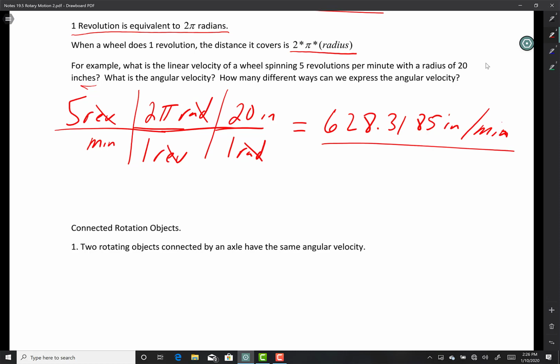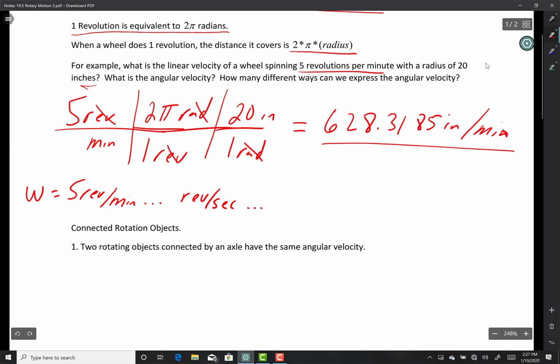That's my linear velocity. And then it proceeds to ask me, what is the angular velocity? How many different ways can we express the angular velocity? Angular velocity is just a measure of rotation. So the first one I see is this one. So I'm going to say 5 revs per minute. That's not the only way you can say it. I'm not going to put the number, guys, because then I have to calculate it all the time. You can say it in revolutions per second. You can say it in revolutions per hour. If you want, you can say revolutions per day, but that sounds kind of funny. Why would you do that? You can do radians per second.